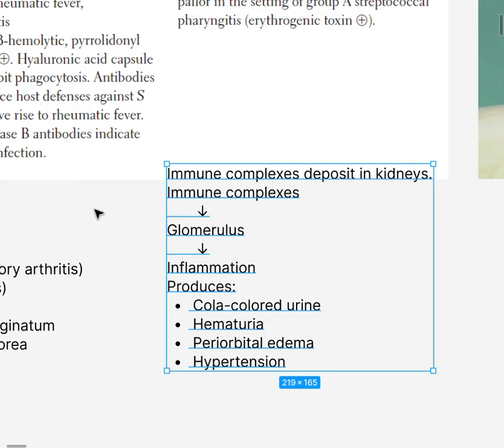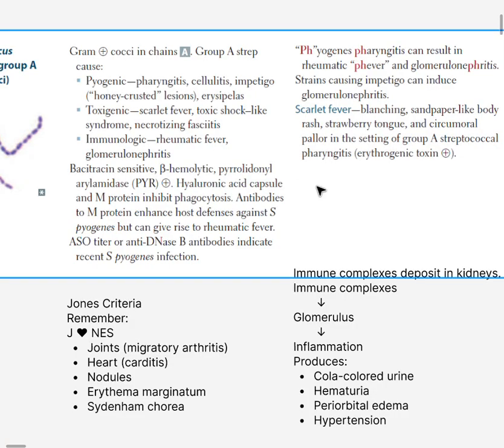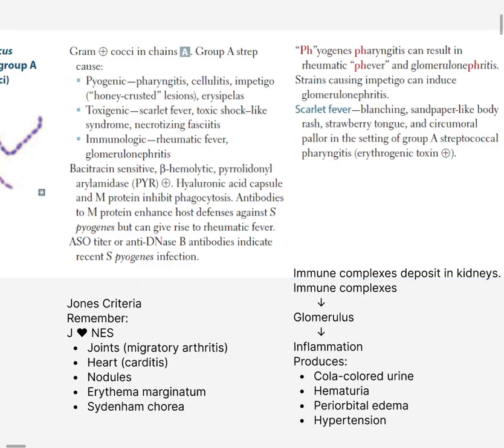Virulence factors of S pyogenes: you have a hyaluronic acid capsule. Human connective tissue also contains hyaluronic acid. So the capsule of this bacteria and the human connective tissue are very similar. The capsule looks human and the immune system becomes fooled. This is called molecular camouflage, right?